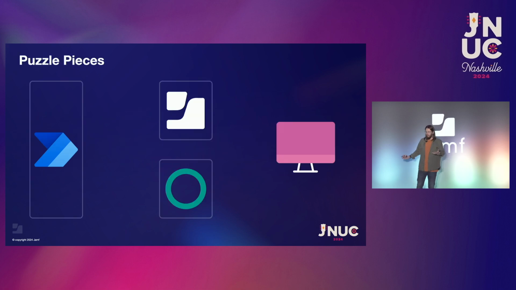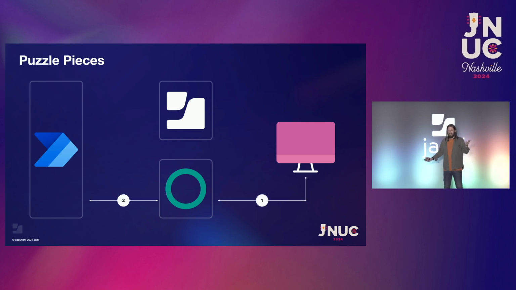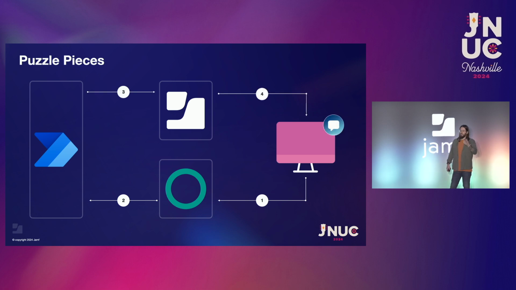So the pieces of the puzzle that we've got here: the end user device, Jamf Protect, Power Automate, and Jamf School. Something will happen on the device. It will trigger an event. It will talk to Jamf Protect, who will talk to Power Automate, and it goes around that way. The result is there's going to be a custom notification on the device.